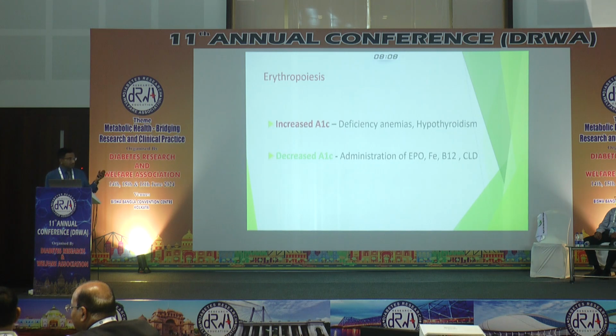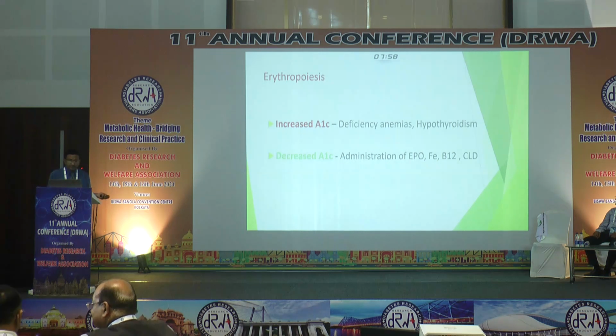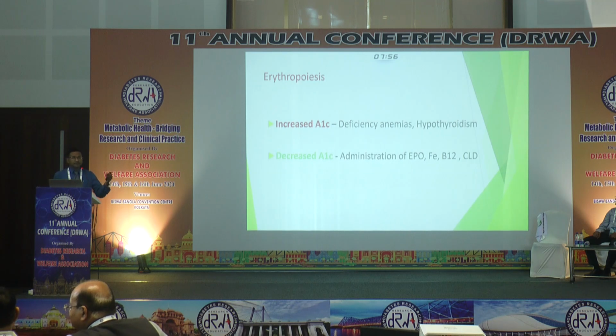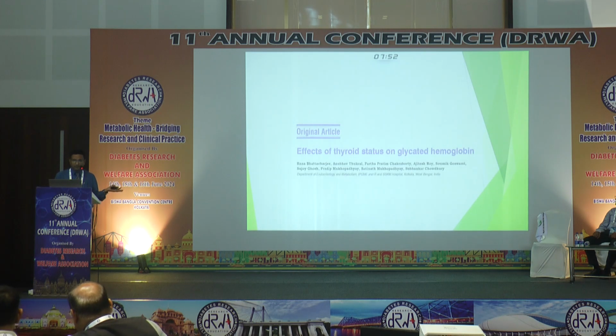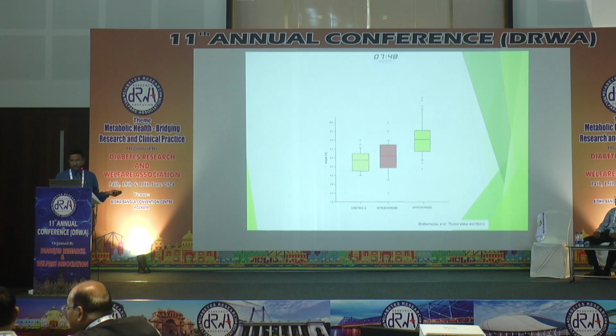As I discussed in brief, deficiency anemias cause HbA1c to rise. In hypothyroidism, again, there is a good study that our IPGMER did, Dr. Rana Bhattacharya and the team. And HbA1c is decreased again when the patient is on CKD, on erythropoietin, where HbA1c may apparently be low, and again in CLD as well. This is their presentation, which did show that hyperthyroid and hypothyroid patients have altered HbA1c at presentation compared to the control patients.